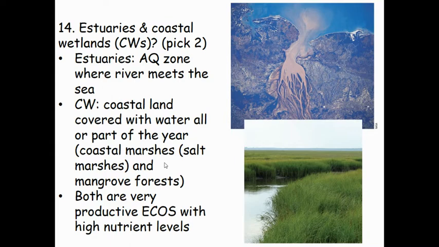Estuaries and coastal. So river meets the sea, river being freshwater, sea being saltwater. CW, remember that stands for coastal wetland. So they're very moist most of the year.